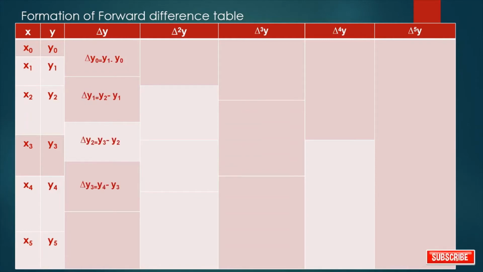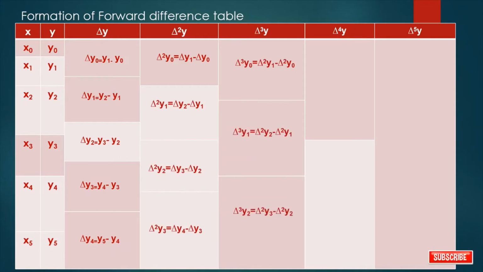Now, what is delta square Y0? It is delta Y1 minus delta Y0. In this way, you have to form the total table. So, this is the forward difference table.